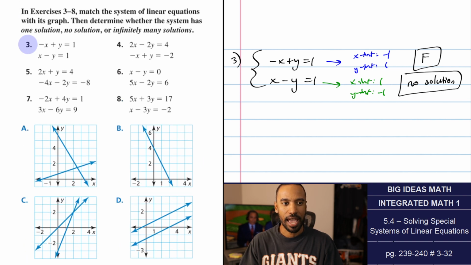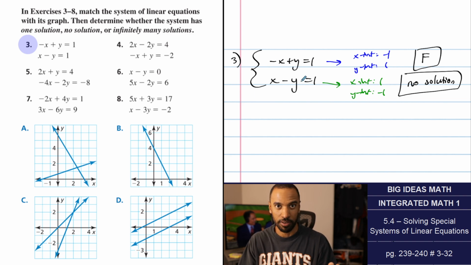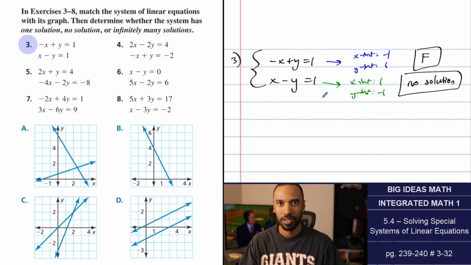Now, I didn't do any extra work on this, but I very well could have. If I added down these lists, that would be more of an algebraic approach. If I added down these lists, I'd get 0 equals 2. 0 equals 2 is also an inconsistent set with no solution.